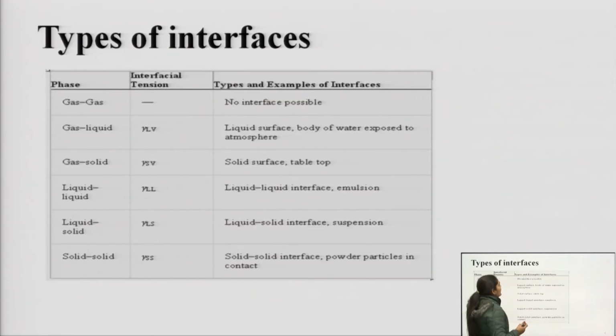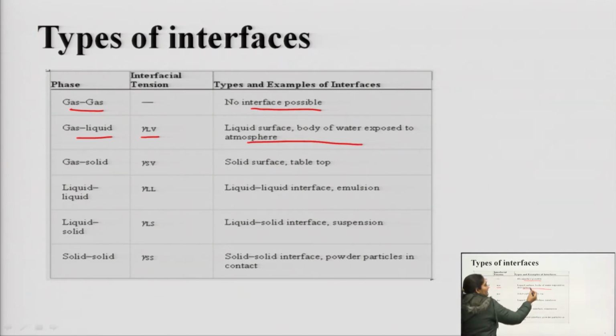So, these are different types of surfaces. If this is gas phase, then there will be no interfacial tension and no interface is possible between gas and gas phase. In gas-liquid, there will be interfacial tension that will be represented by gamma LV, and it will be the liquid surface. An example of this is a body of water exposed to the atmosphere.